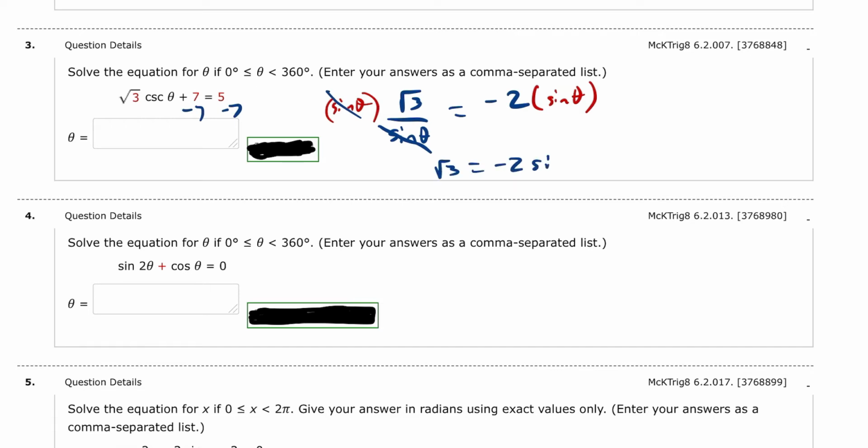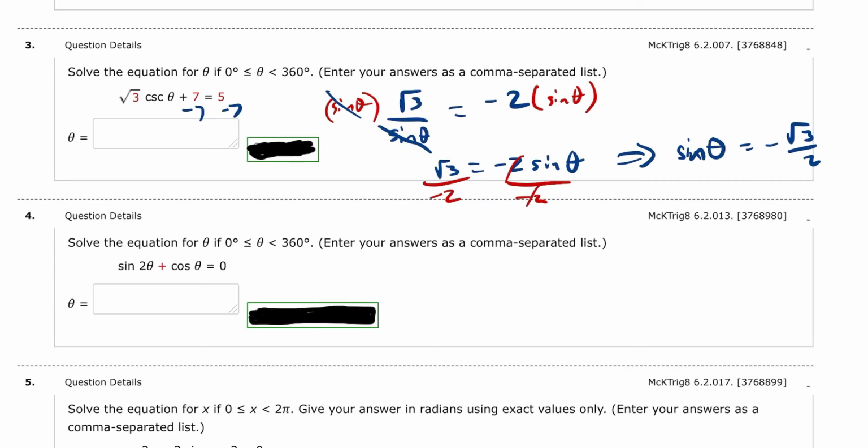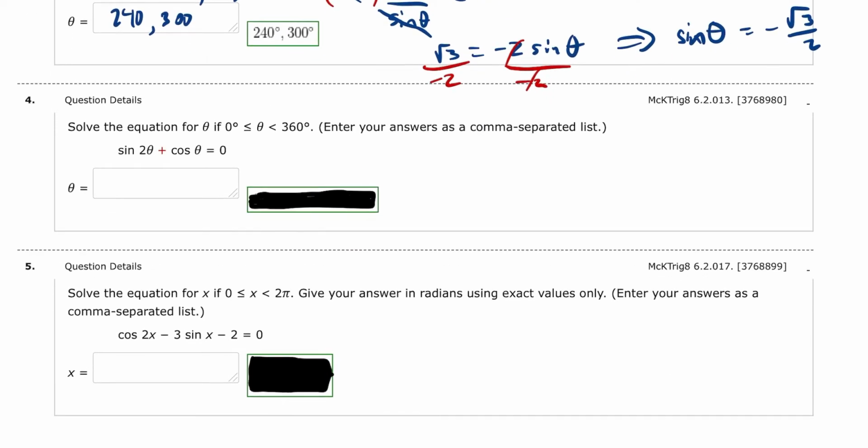you're going to end up with radical 3 equals negative 2 sine theta. Divide by negative 2, sine theta is equal to negative radical 3 over 2. And that would happen in 2 quadrants. Negative radical 3 over 2 would be here and here. So that's 240 and 300.